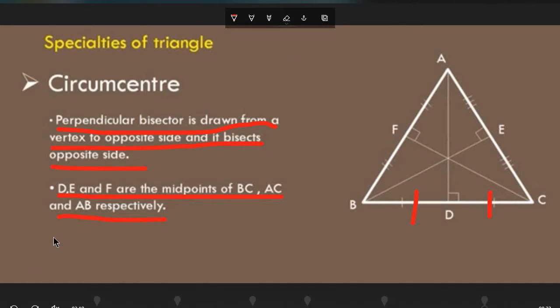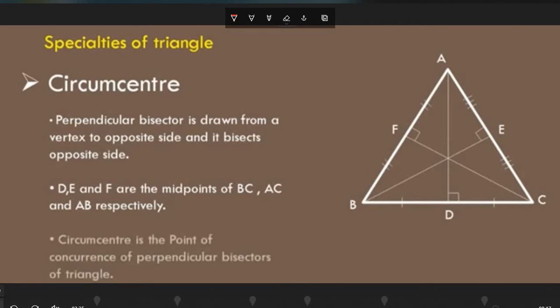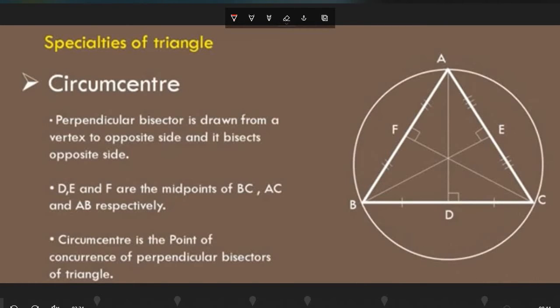So this is what is the circumcenter here, the concurrence point of these three perpendicular bisectors, from which I can draw one circle outside the triangle. From this point only I will draw the circle whose radii are OC, OB and OA. So this circle has been drawn. This is called the circumcircle.